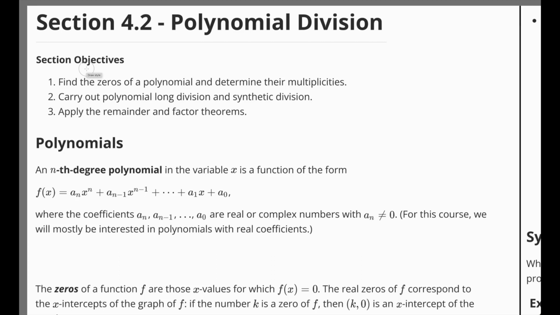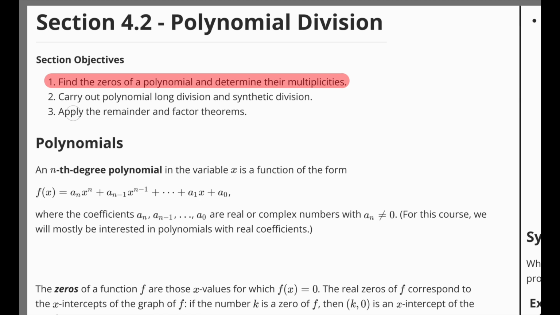All right, so this is going to be a video on polynomial division. It's kind of exactly what it sounds like. We're literally going to be dividing polynomials by other polynomials. What we're basically going to be doing here for the section objectives is we're going to find the zeros of a polynomial and determine their multiplicities. Okay, so multiplicities is probably a new word for you, but we're going to define that and make more sense of it as we go.